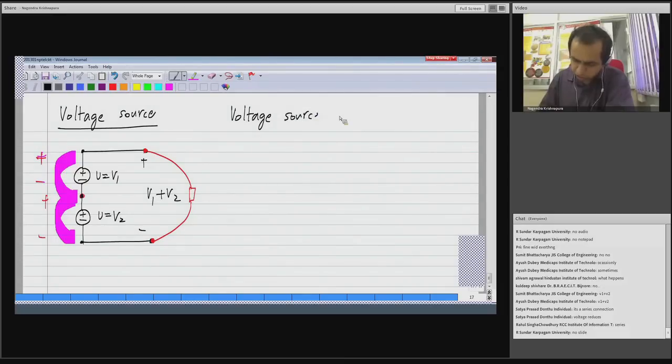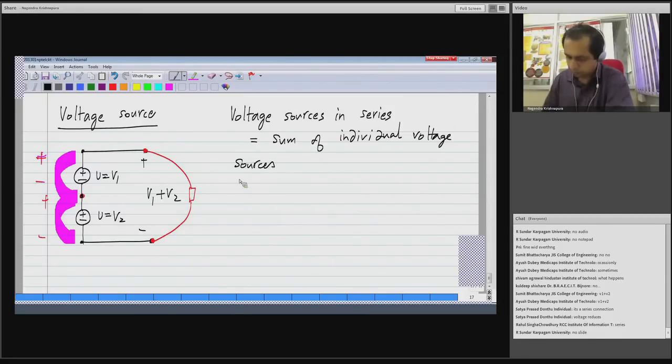So voltage sources in series equals sum of individual voltage sources. Okay. I think there is no confusion about this.